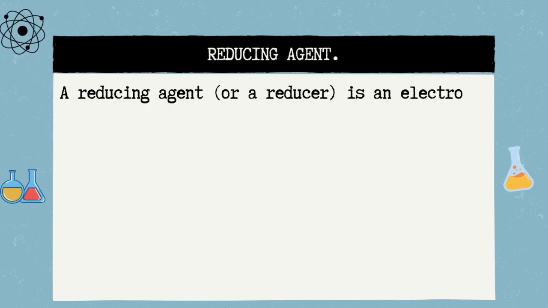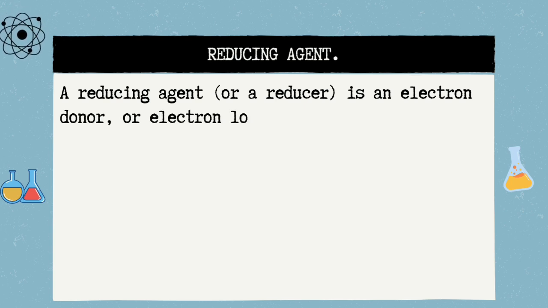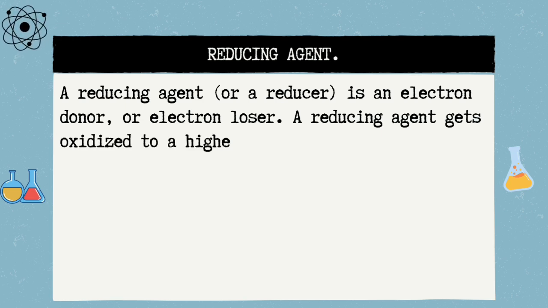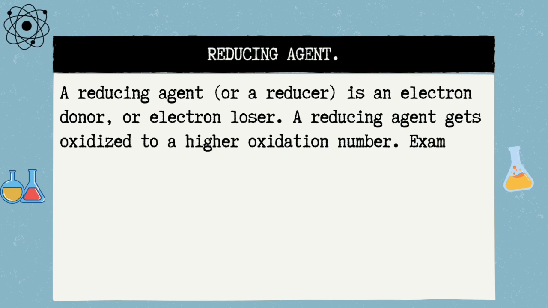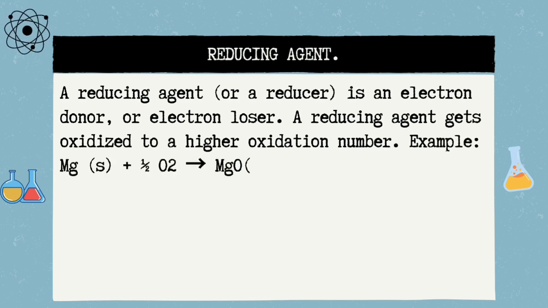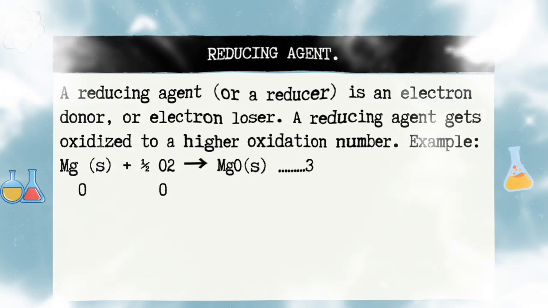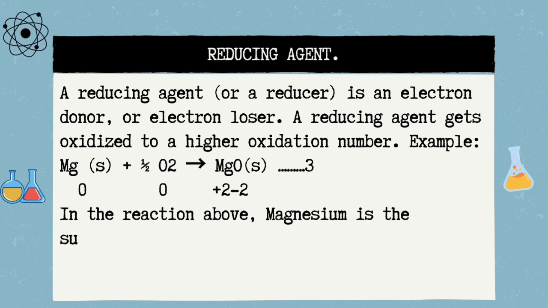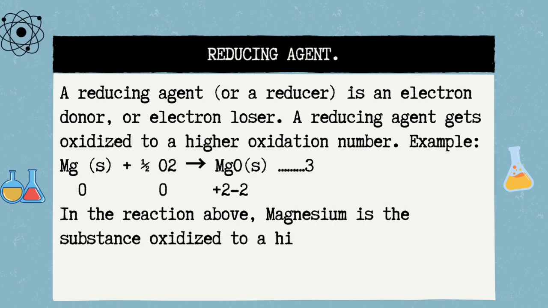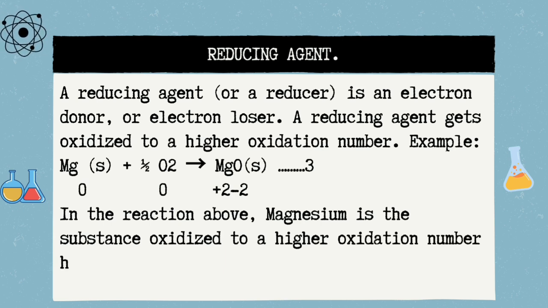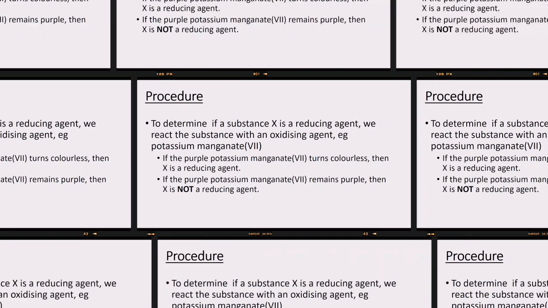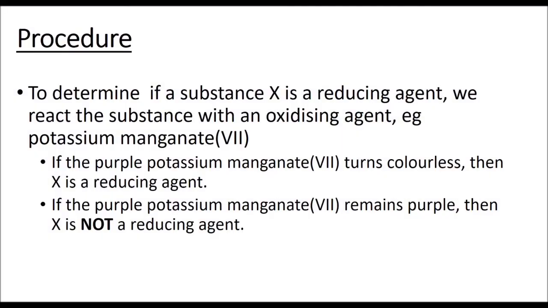Now to reducing agent. A reducing agent or a reducer is an electron donor or an electron loser. It is the opposite of an oxidizing agent. A reducing agent gets oxidized to a higher oxidation number. In a reaction between magnesium and oxygen, magnesium is the substance oxidized to a higher oxidation number of +2, hence it is oxidized and a reducing agent in the reaction. Now to the lab procedure.